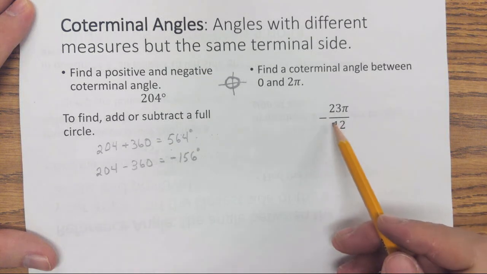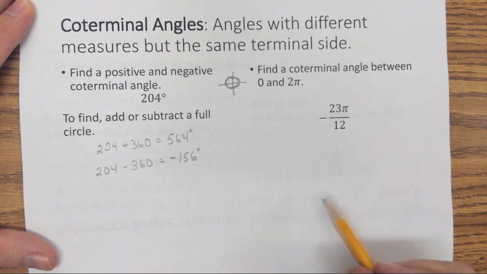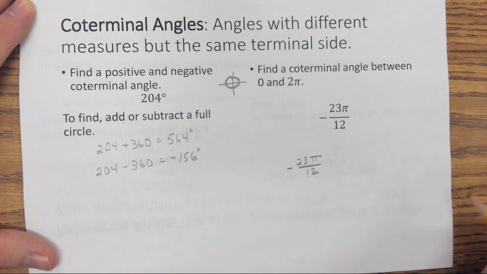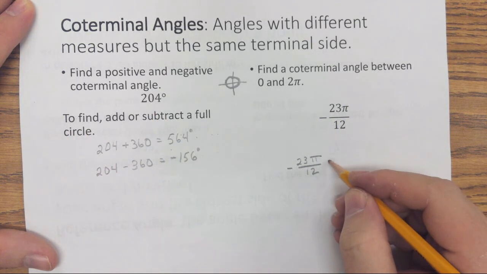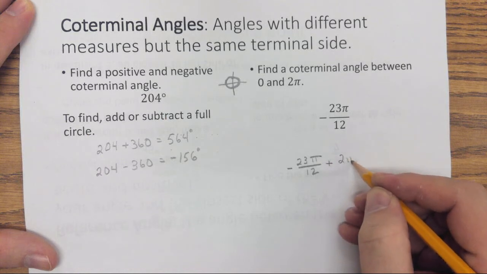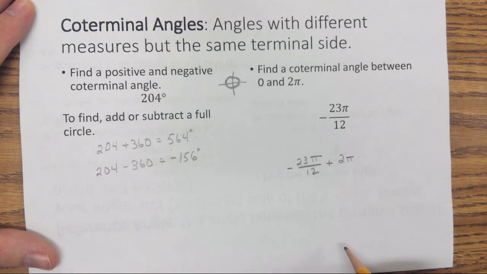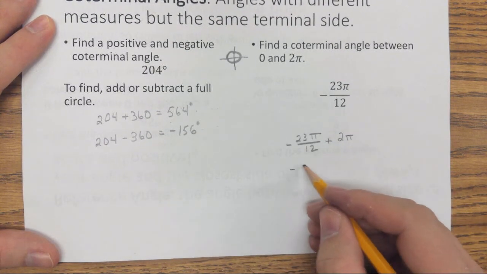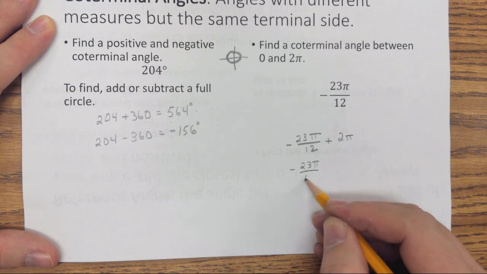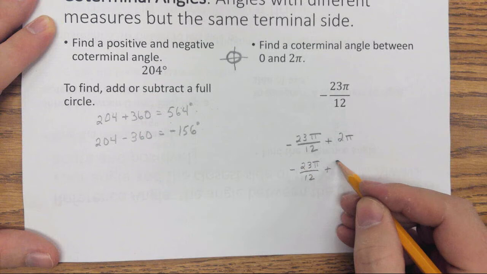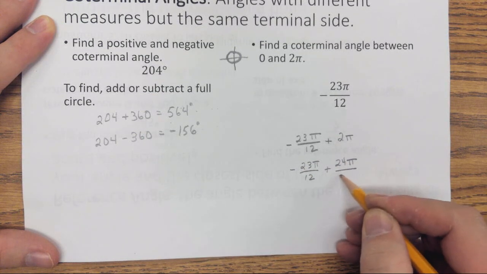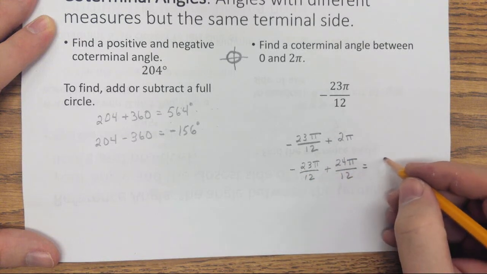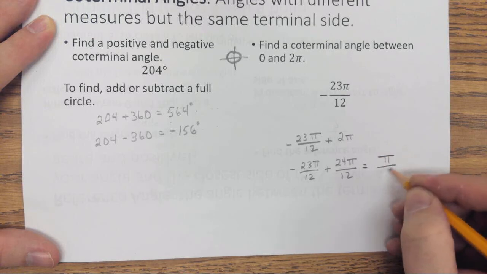Okay. Let's do another one, except this time in radians. So I've got negative 23 pi over 12, and I'm adding a full circle. For a full circle in radians, it's 2 pi. Common denominator, because I'm doing fractions here: 12 is my common denominator. So 2 pi is 24 pi over 12. Negative 23 pi over 12 plus 24 pi over 12 is just pi over 12.